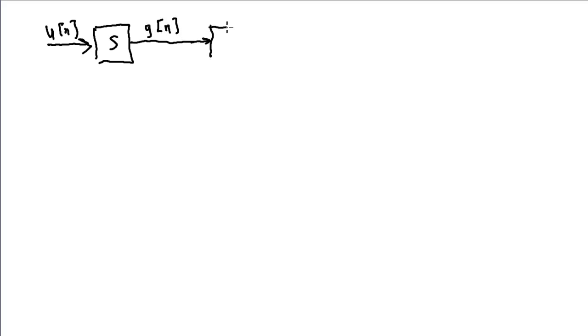So we can then, in block diagram form, if we've got a system S and we apply a unit step to that system, we will get out g of n. If we then take the step response and feed it through a backward difference system, we'll get out the impulse response, h of n.